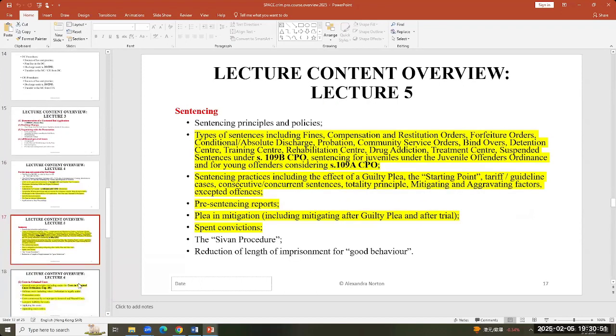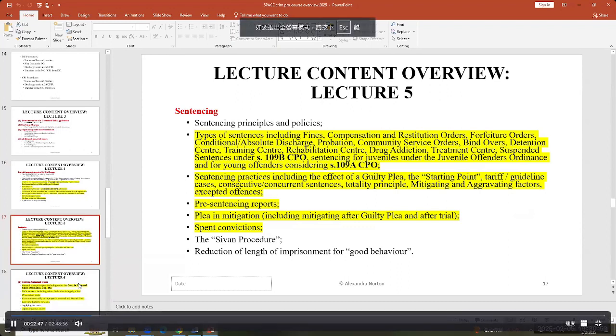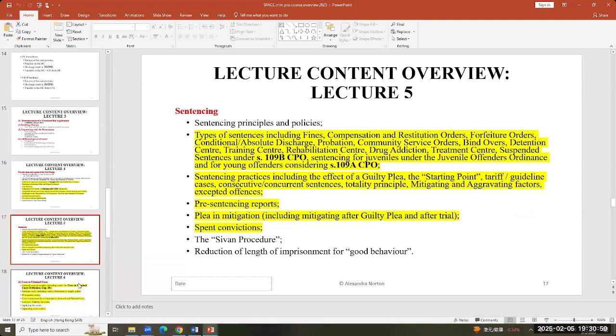Lecture 5 is also critical because that is an entire lecture that's just devoted to sentencing, because it's such a huge topic. So we'll go through the vast majority of sentences that can be imposed post-conviction upon a defendant. And we'll look at the different types of sentences for an adult versus a juvenile or young offender. We'll look at how the sentencing judge makes his decision, like what guides him to impose a particular type of sentence, and if it's imprisonment, how long that imprisonment should be.